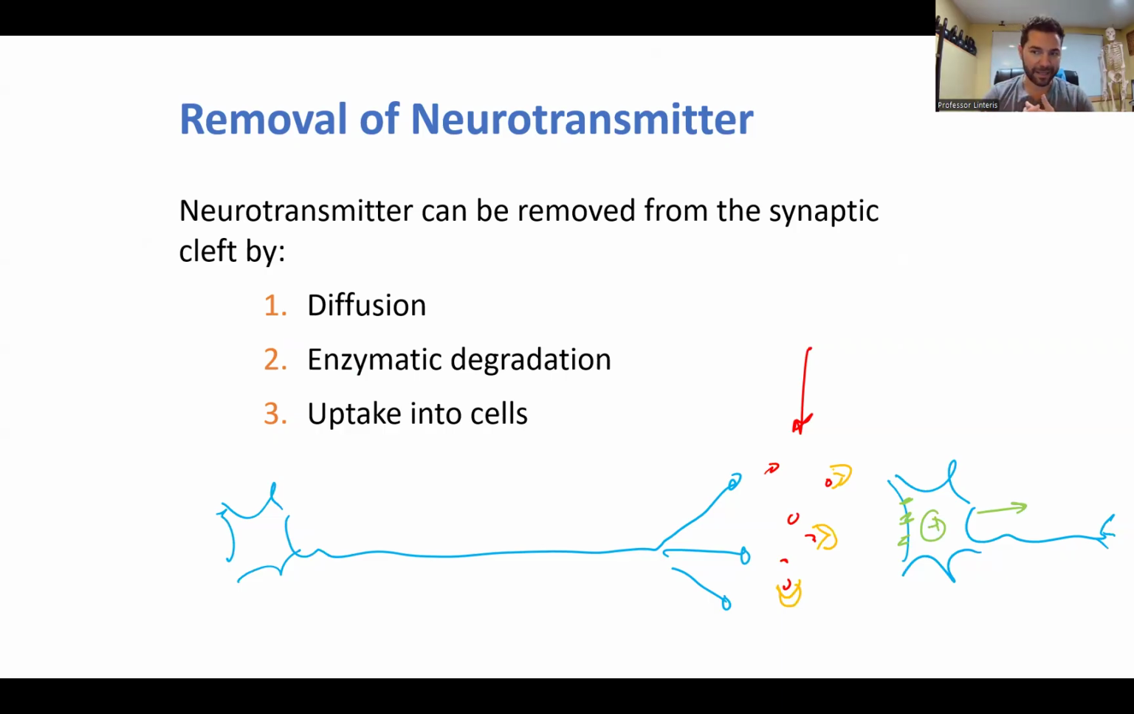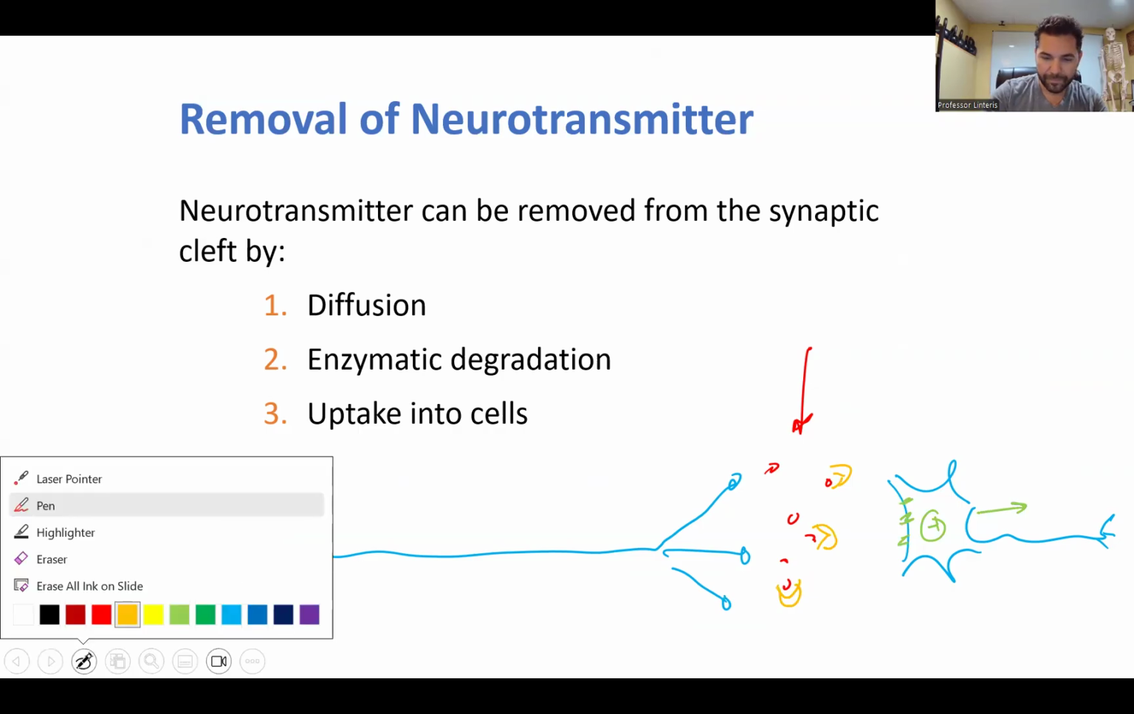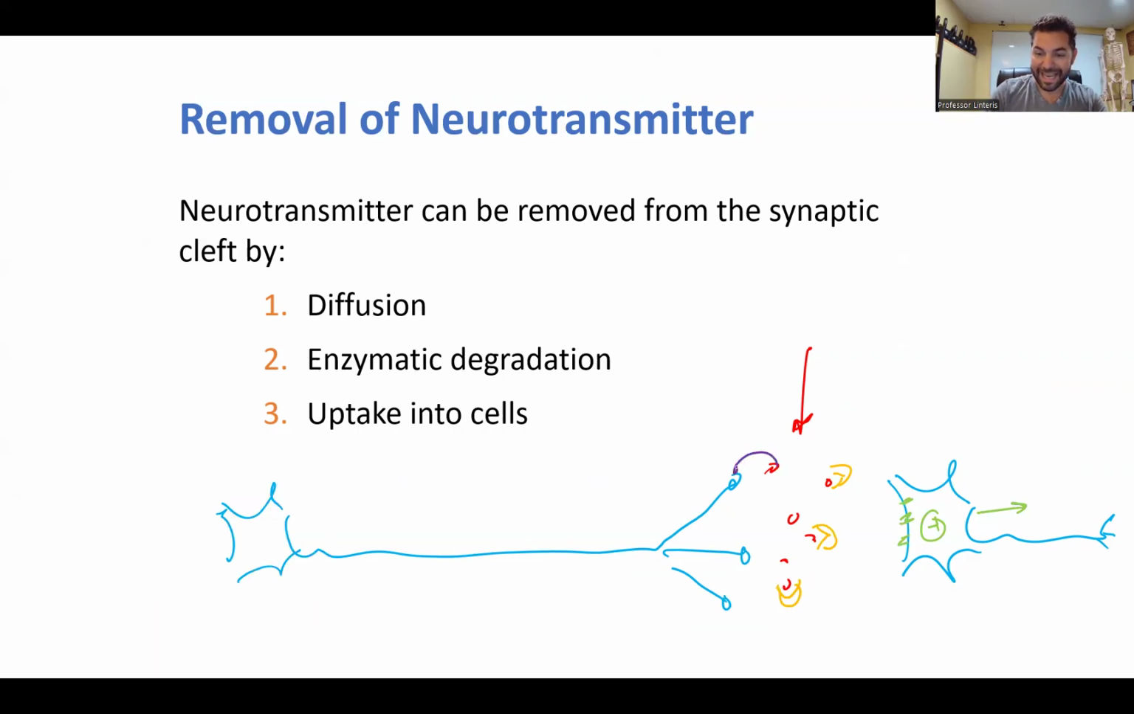That's called enzymatic degradation. And the third way is they get taken back, which is a very efficient way. You release them, and then the cell can take them back in to reutilize them. So know this, there are three different ways that we can get rid of neurotransmitters at a synapse or at the synaptic cleft.